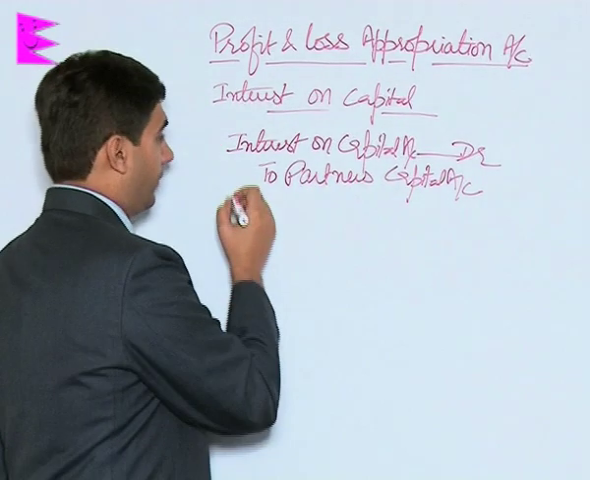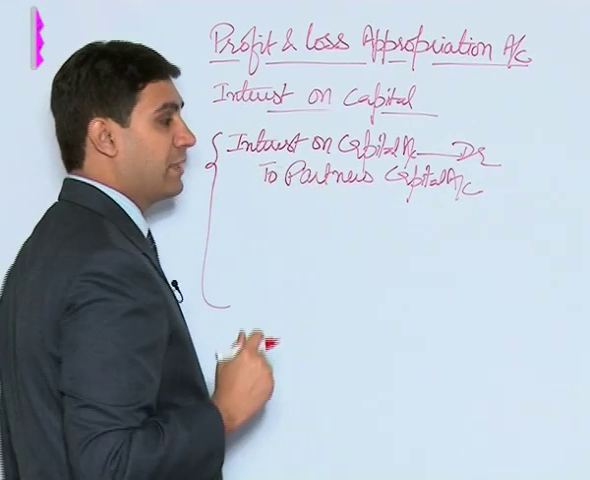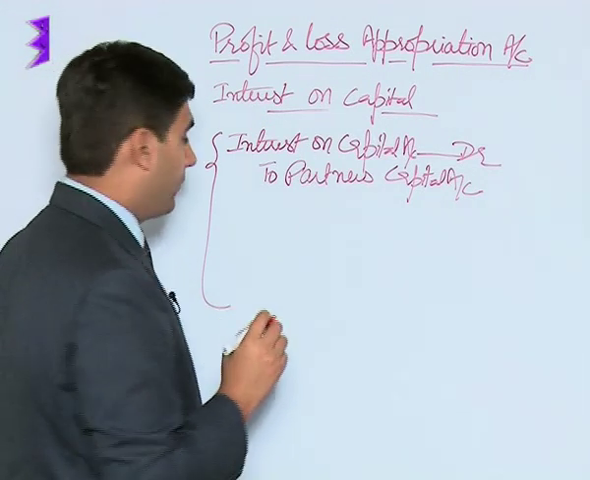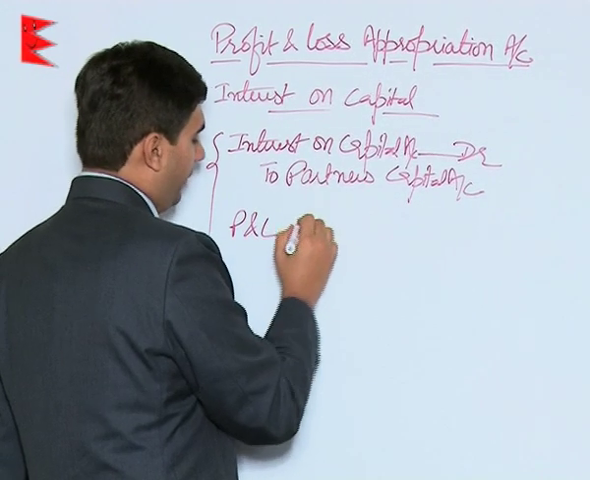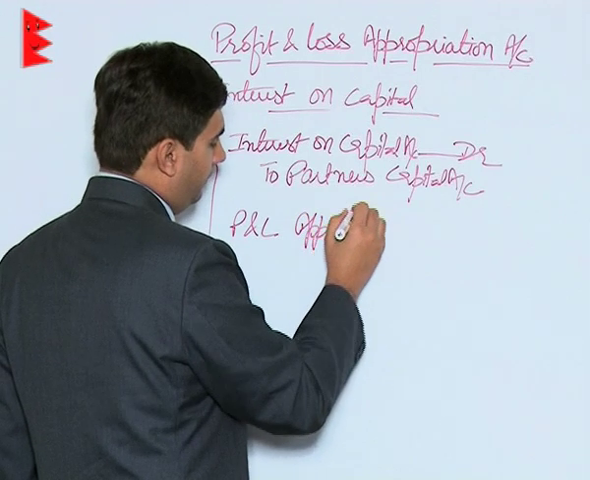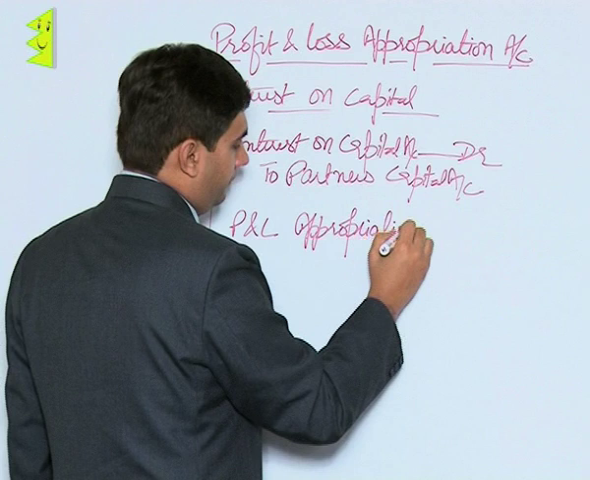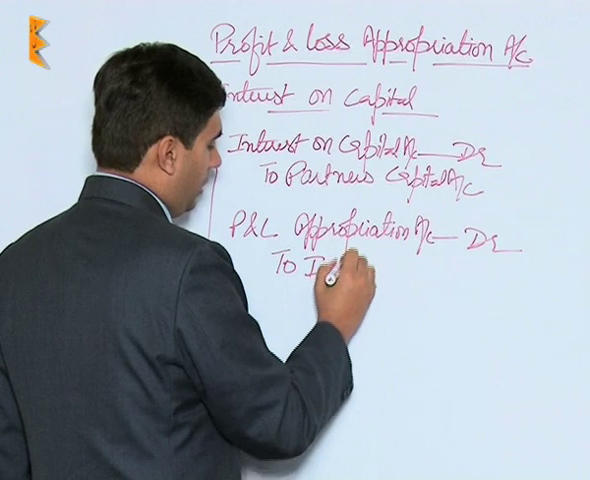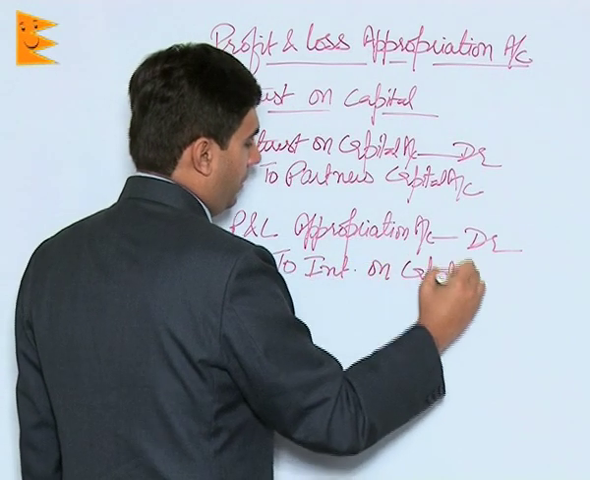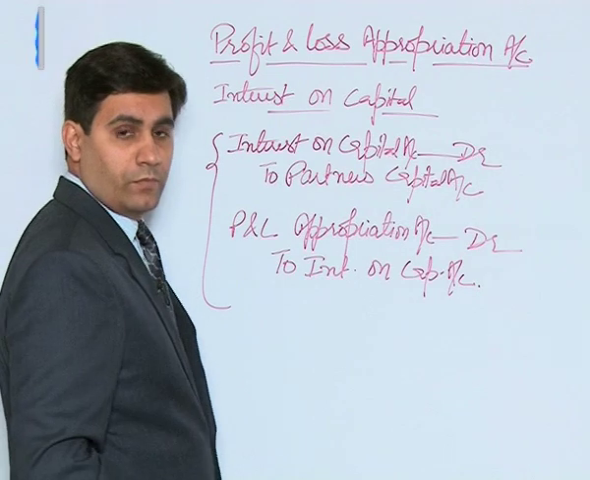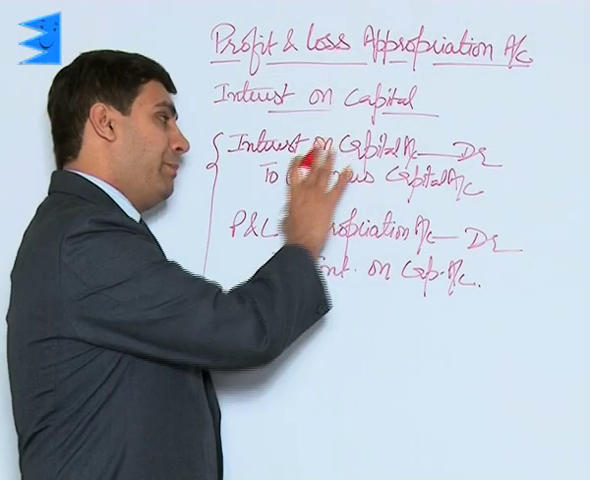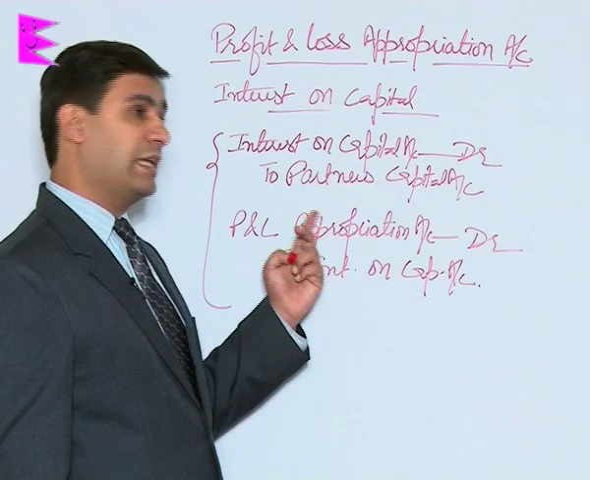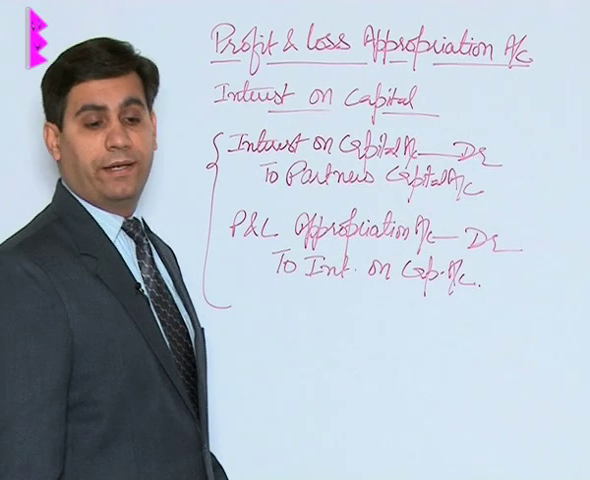Now students, once this interest has been transferred to partners capital account, then this interest should now be charged to P&L appropriation account. So the entry would be profit and loss appropriation account debited to interest on capital account. Now students, remember the basic rules are same as of personal, real and nominal accounts. So we have followed the same three golden rules to pass these journal entries.